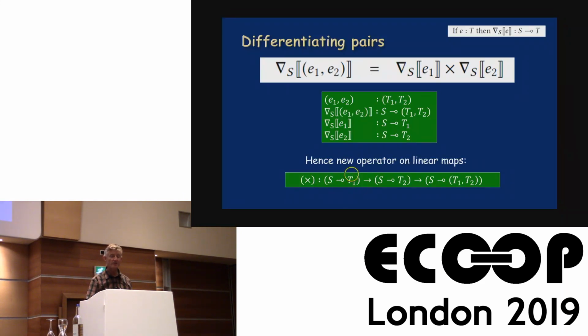And what does it do? It takes 2 linear maps, an S to T1 and an S to T2, and squishes them into a linear map from S to the pair T1, T2. The types are all completely forced if you want a compositional account here. Does that make sense? So here's a new linear map.